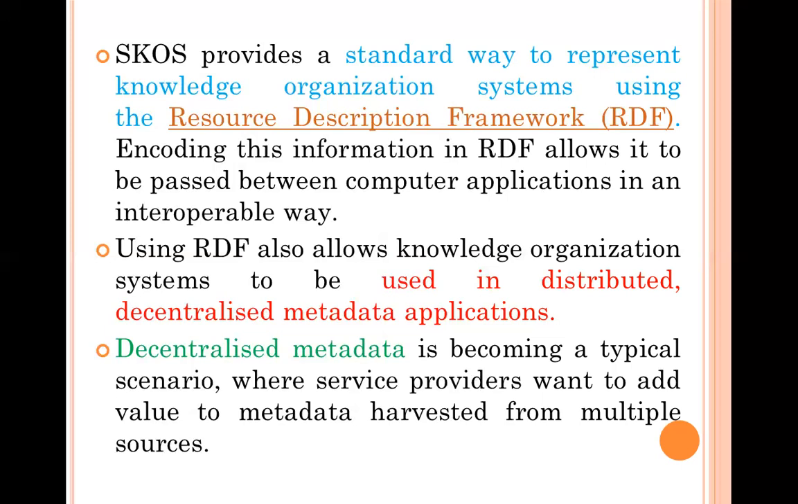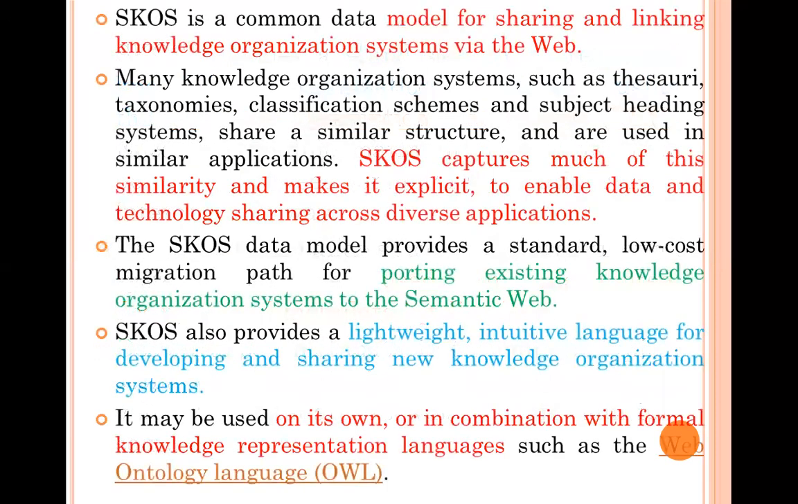Fine. So all these libraries have a lot of e-resources. They all have metadata. What you can do is harvest the metadata from all these 10 research organizations, and provide a single point of access to all these 10 metadata items. That kind of decentralized metadata becomes very possible if you are using RDF to represent the knowledge organization systems. Fine. So SKOS can be used as a model so that you can either share or link knowledge organization systems in the World Wide Web.